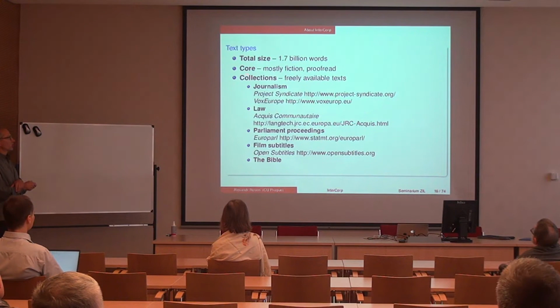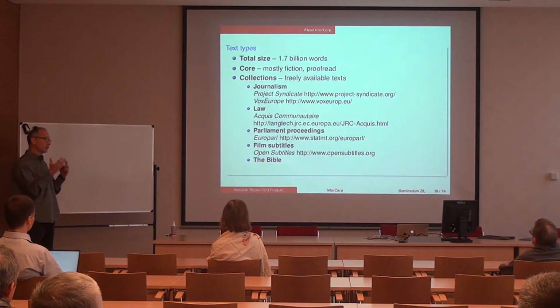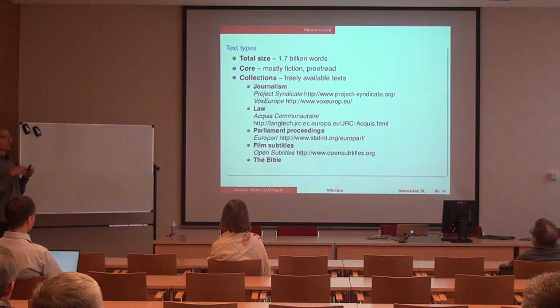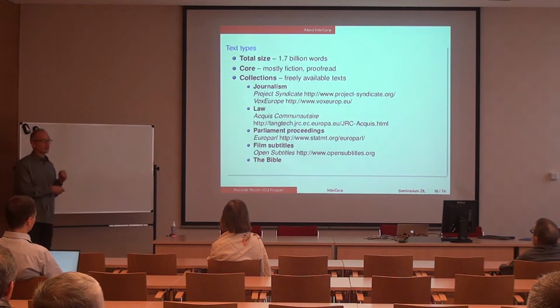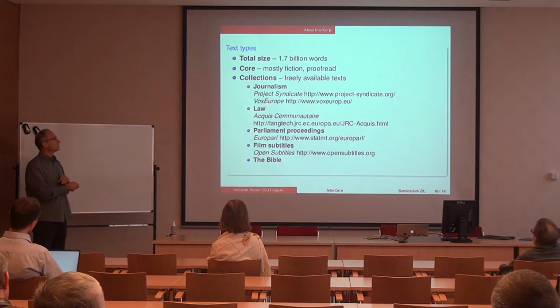So we have the core part. It's mostly fiction. There is some special attention paid to this part during the processing. So you have it proofread theoretically by someone. So it should not be misaligned too badly. And then we have something called collections. That's freely available text that we downloaded from the internet. We have some journalism, law, parliament proceedings, European Parliament, and film subtitles, which is quite a hefty part, and the Bible.